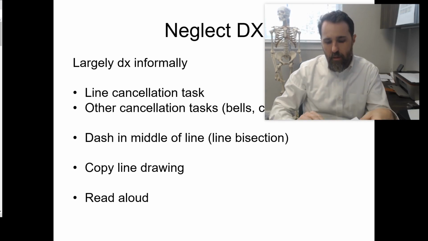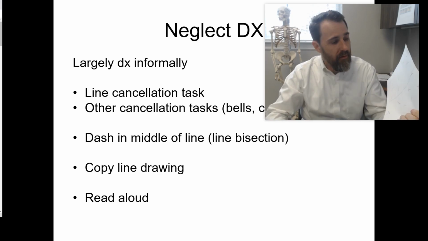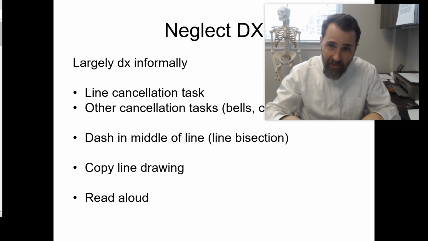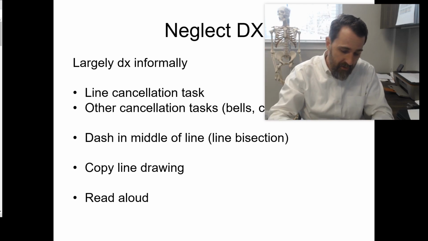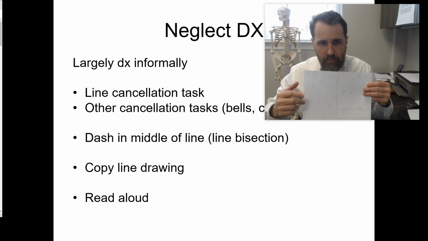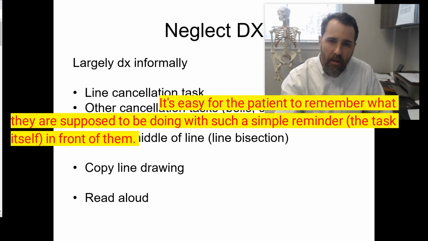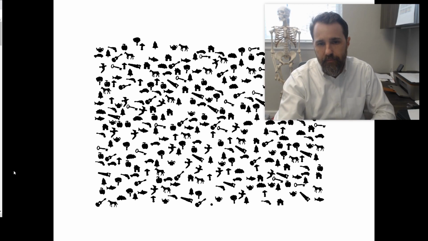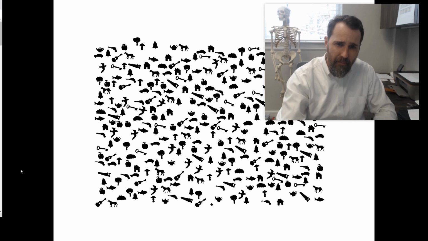Now, the more marks you put on the page for them to cancel out, the more difficult the task is going to be, because the longer they have to sustain their attention on it, the longer they have to remember what it is that you're asking them to do. But this is a pretty easy task because there's nothing competing with the X's. A more difficult cancellation task, or task that we use for neglect, this is the bells task.